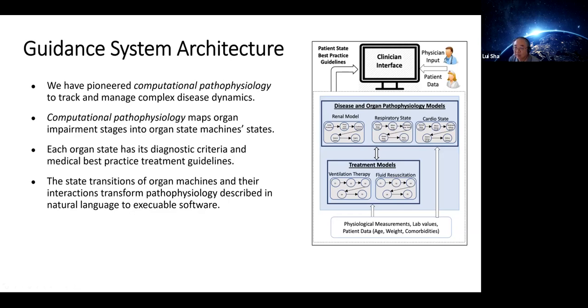If you look at the diagram, basically we have three components: the clinical interface and the disease models. So we have the renal model, respiratory model, and the cardio state model. They work concurrently and interact with each other, which captures how the patient's condition is evolving and then provides appropriate recommendations. And we integrate with AI, and we look 6 hours ahead to give reliable early warning.